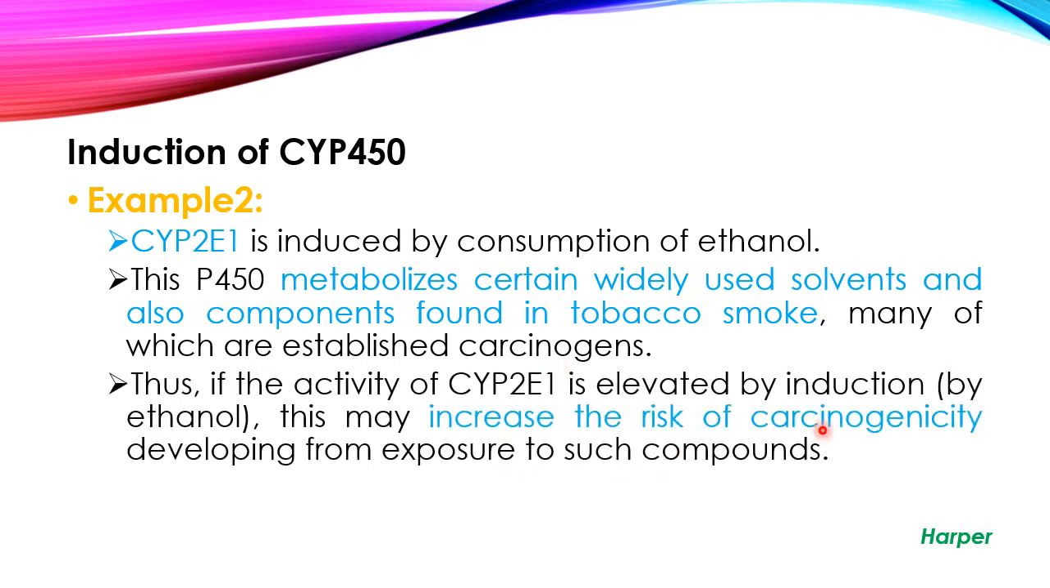So if a person is consuming ethanol, then CYP2E1 levels in that person would be high, because CYP2E1 levels would be induced by ethanol. And if the same person is having exposure to such compounds, then these compounds, as we know, are carcinogens, so these may be activated, and as a result of which that person is at increased risk of developing cancer.